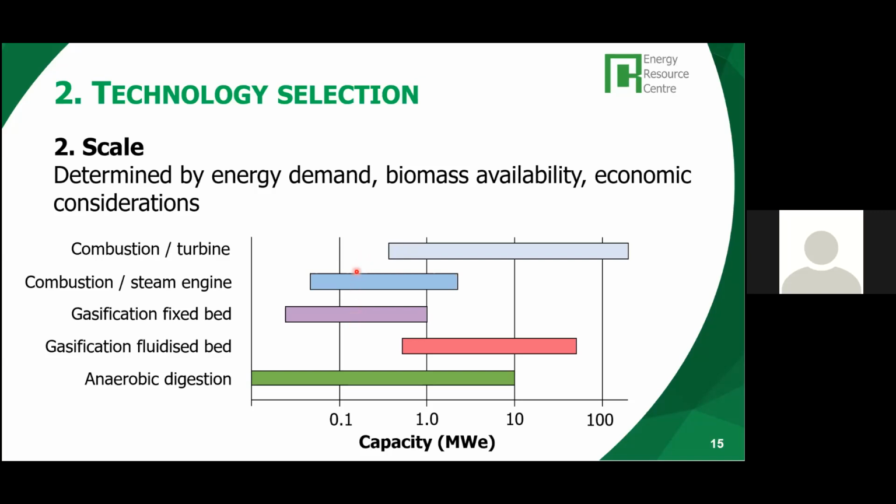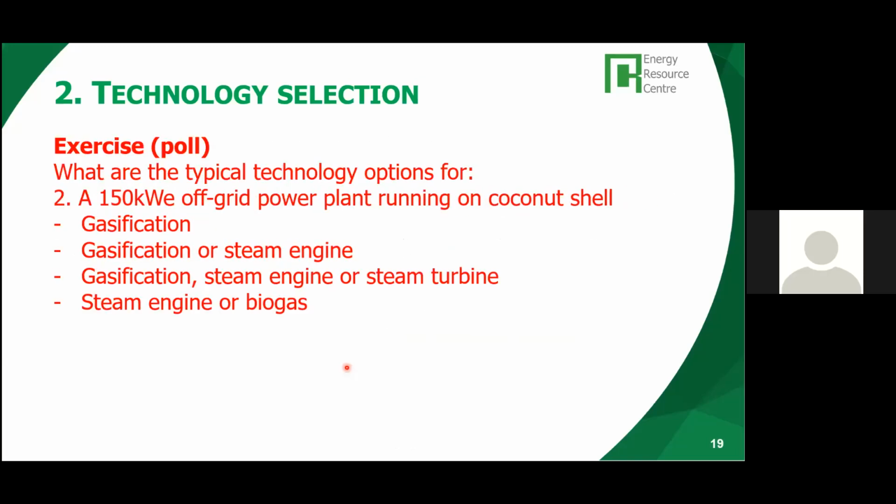So you'd most likely be looking at either a combustion and steam engine type or a gasification conversion, and anaerobic digestion is more suitable for easily biodegradable types of biomass, and that would not be the case for coconut shell. So that would be the answer. That would be answer B, gasification or steam engine.